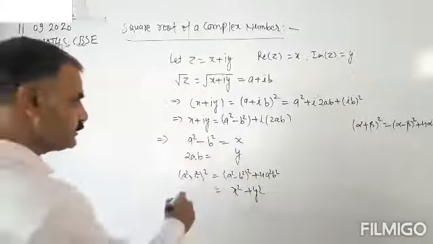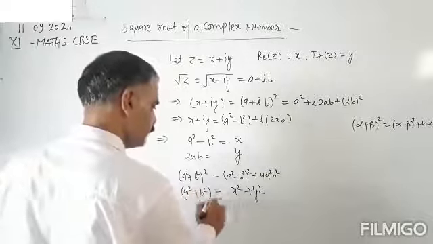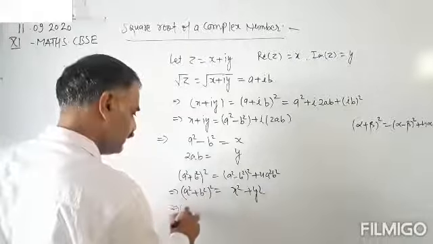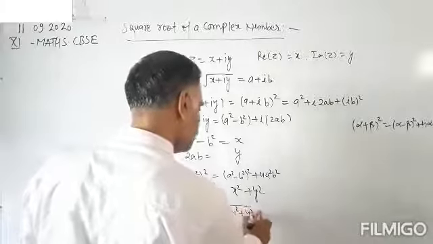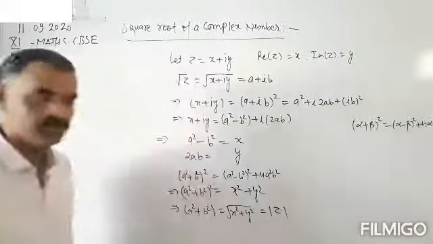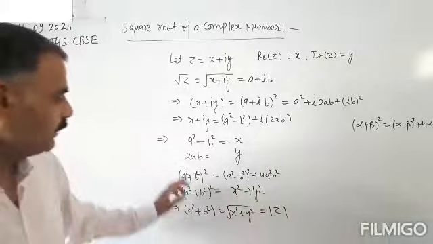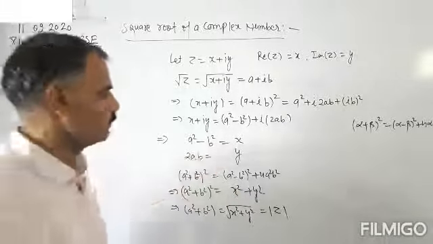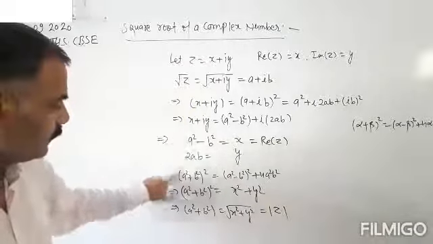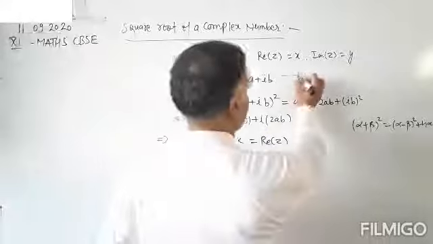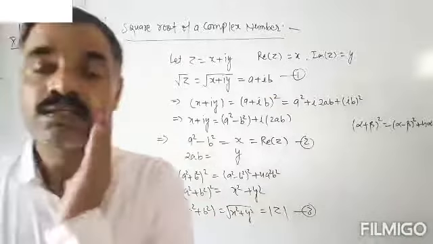So a square plus b square equals under root x square plus y square, and under root x square plus y square equals the magnitude of z. So this is equal to the magnitude of z. And a square minus b square equals the real part of z. So now we solve equation number second and third.